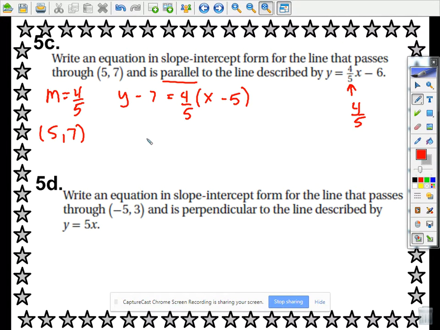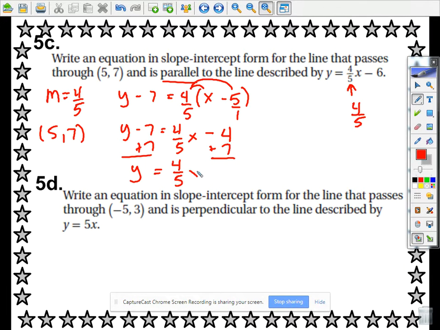Again, we have to distribute this fraction, 4/5 x. 4/5 times negative 5 is going to be a negative number. If we put this over 1, those 5s would cancel out, and we're just left with a 4. Last step, add your 7, and y equals 4/5 x plus 3.